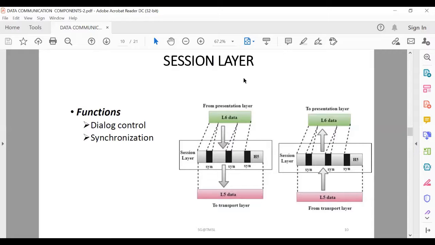Synchronization means this layer adds checkpoints when transmitting the data in a sequence. If some error occurs in the middle of the transmission of data, then the transmission will take place again from the checkpoint. This process is known as the synchronization and the recovery of that data.